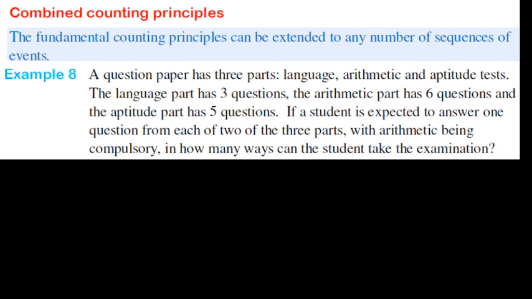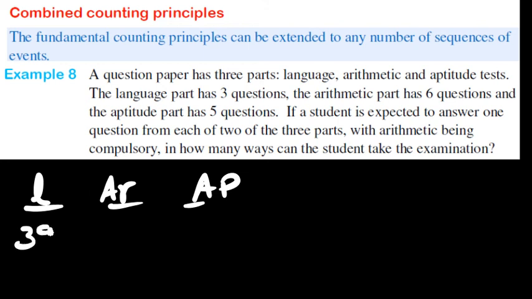The last one is the combined counting principle. What does it say? Better to see the example first. Combined means addition and multiplication. A question paper has 3 parts: language, arithmetic, and aptitude. The language part has 3 questions, arithmetic has 6 questions, and aptitude has 5 questions.